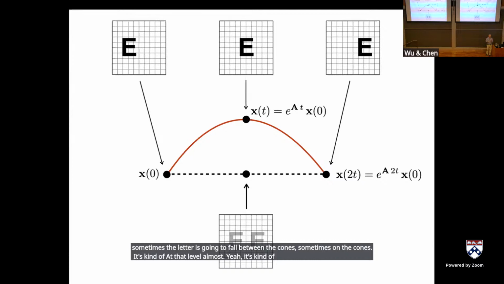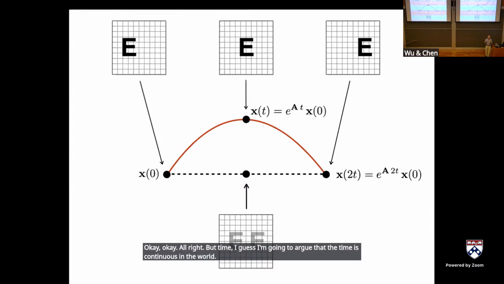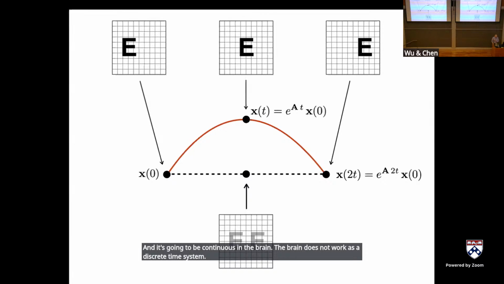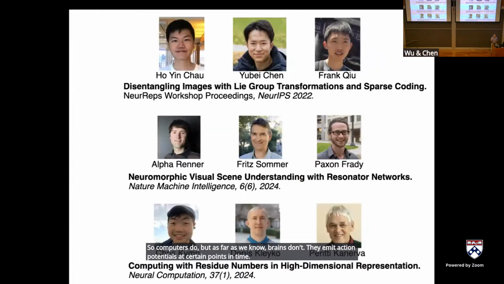Is that okay? All right, but time, I'm going to argue that time is continuous in the world, and it's going to be continuous in the brain, right? The brain does not work as a discrete time system. Computers do, but as far as we know, brains don't. They emit action potentials at certain points in time, but they could be anywhere on a time continuum. So I'm going to tell you about these 3 aspects. I want to tell you something about these 3 different parts of this.